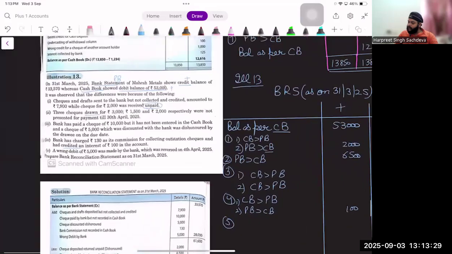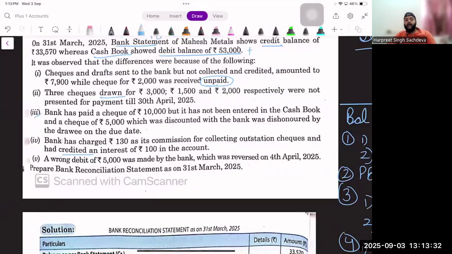Now the fifth point, last point, a wrong debit of 5,000. Outstation checks: like you are in Hoshiarpur and the check is received from Jalandhar. Check has to be collected from Jalandhar, so bank charges some extra commission for that.